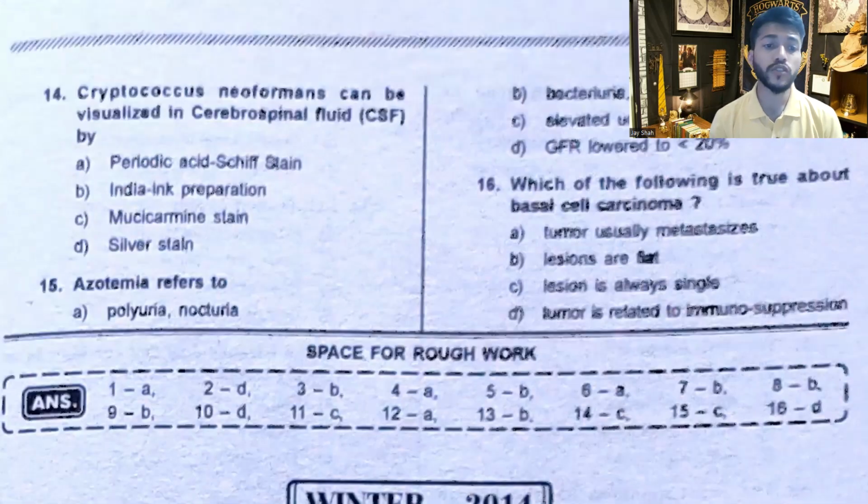Right. Azotemia refers to, what is azotemia? Elevated urea and creatinine. I've told you again and again. Uremia is basically elevated urea and creatinine along with symptoms, whereas without symptoms it is known as azotemia. Uric acid is not counted in this.